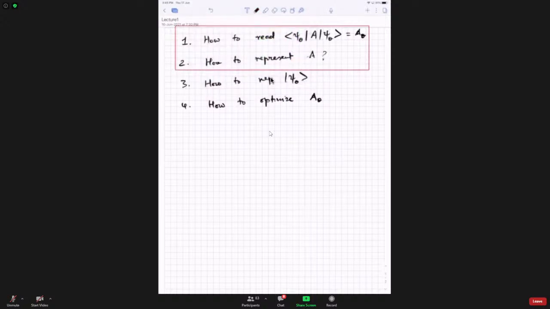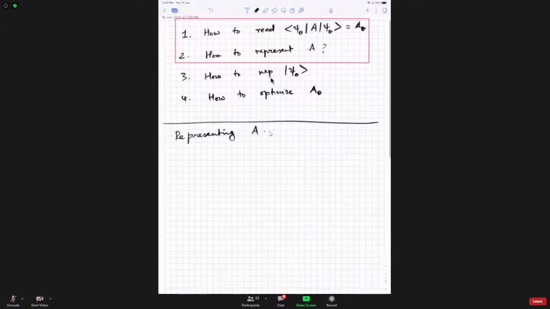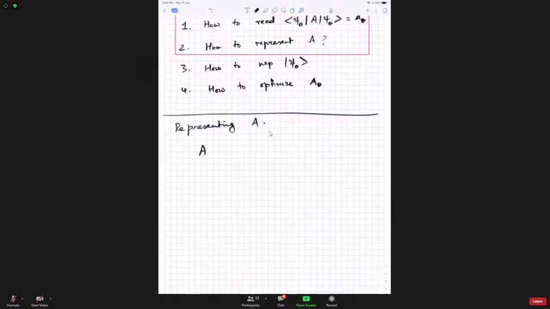Okay, so let me take on this question of representing A. Typically the way A is represented, remember A is a Hermitian operator, right? If it is not, it's not a huge problem. If I write A as H1 plus i H2, then this is the Hermitian part and this is the anti-Hermitian part, and you can break it into the Hermitian and anti-Hermitian parts and just repeat the conversation.